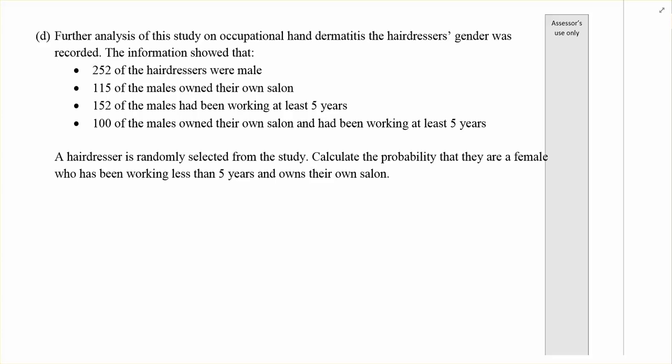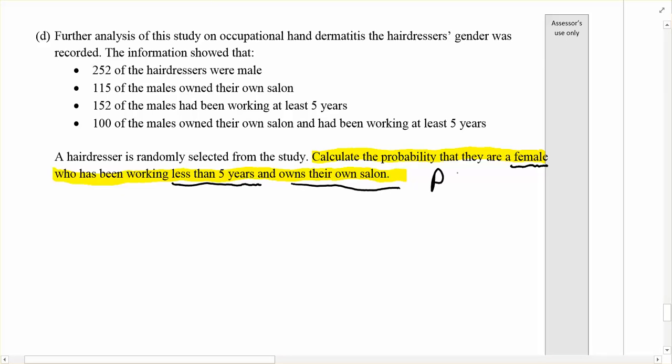Anyway, we're given a bunch of information, and then we're asked, the hairdresser is randomly selected from the study, calculate the probability that they are a female who has been working less than 5 years and owns their own salon. So a female, less than 5 years and owns salon. So probability female and less than 5 years and salon.